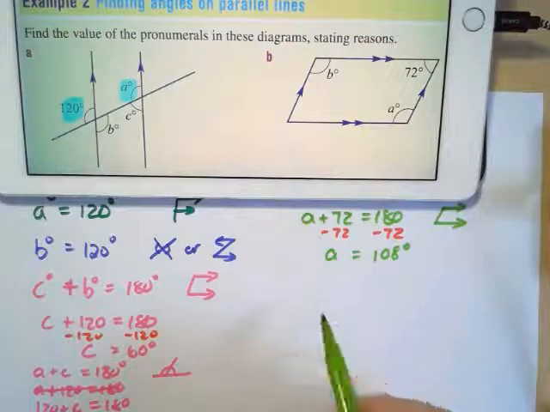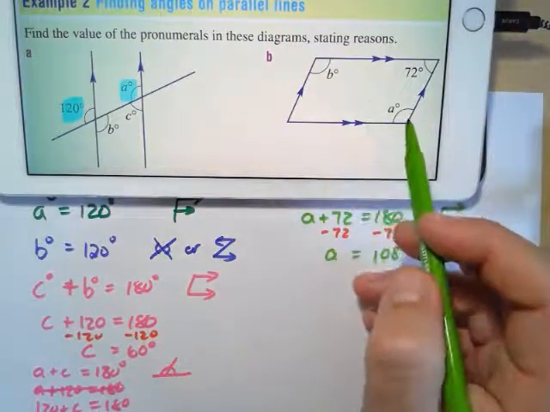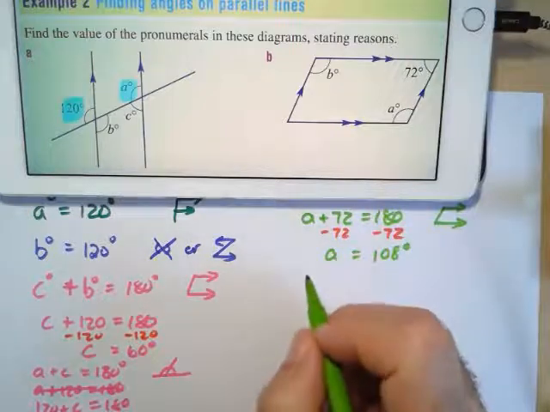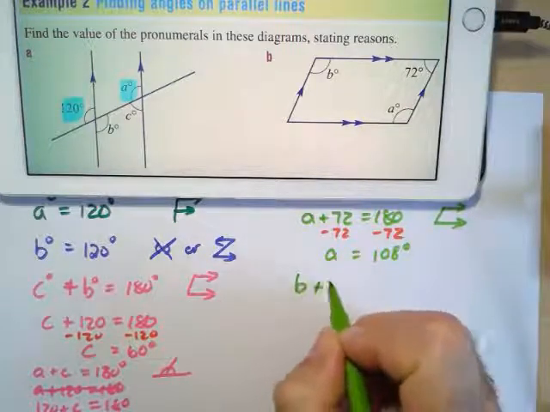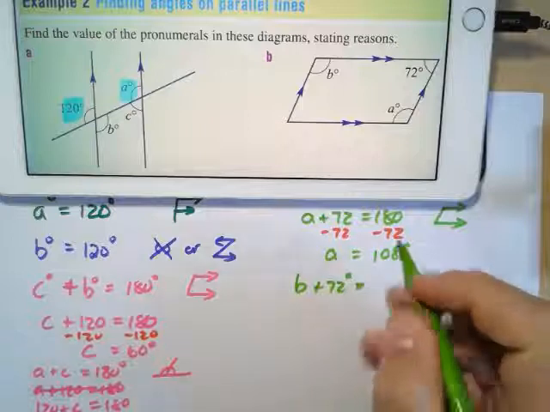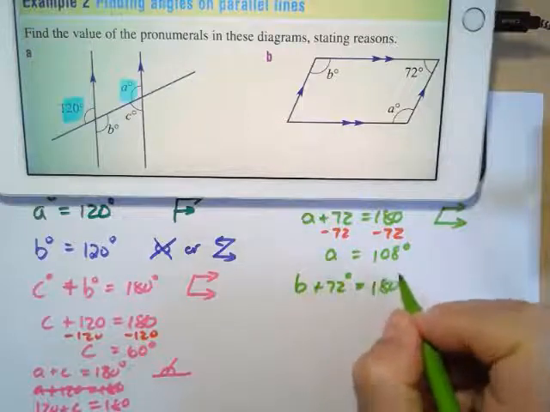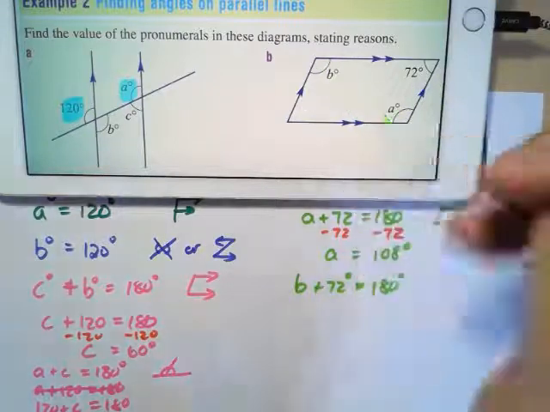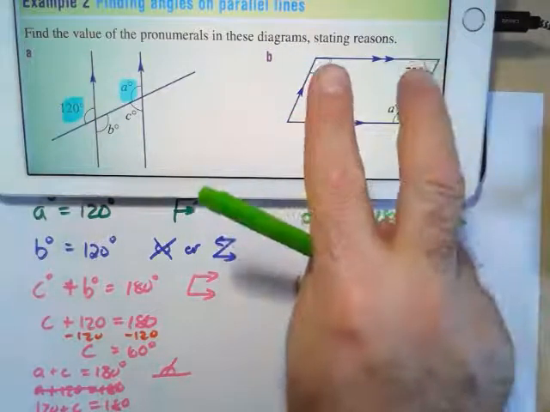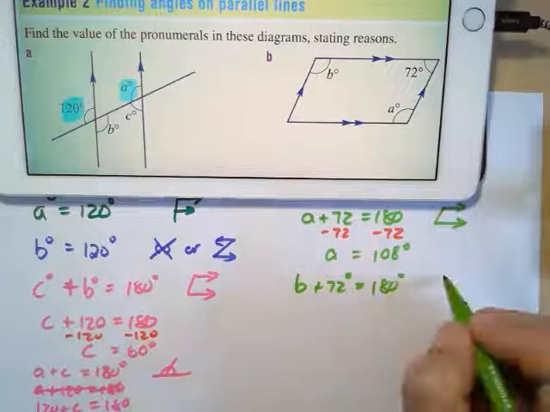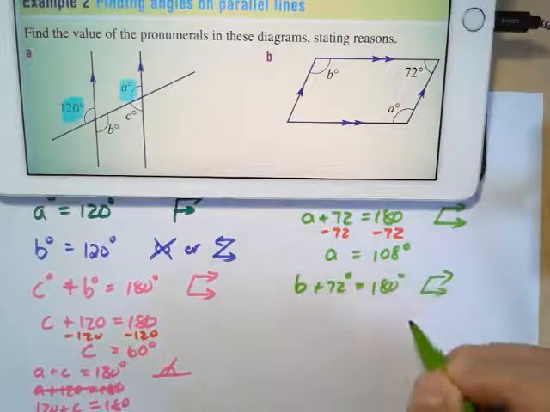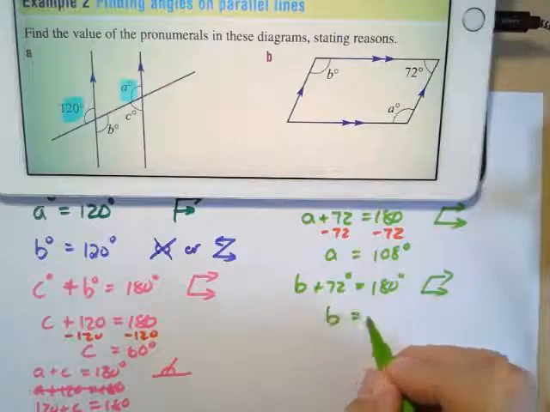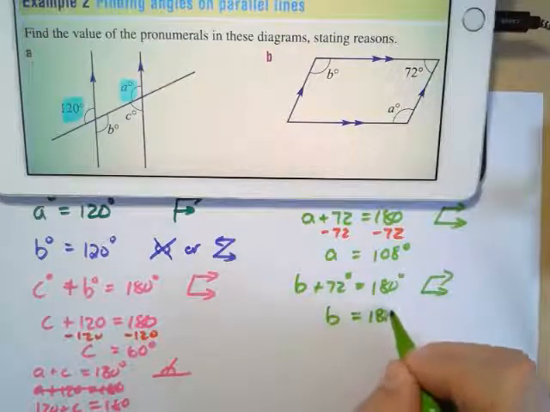What is B? Now I can't just say B is the same because this is a parallelogram. What I can say is B plus 72 degrees equals 180 degrees. Why do I say so? Because these two lines are also parallel, which means that the two inside angles add up to 180 because they are also co-interior. And therefore, B equals 108 degrees as well.